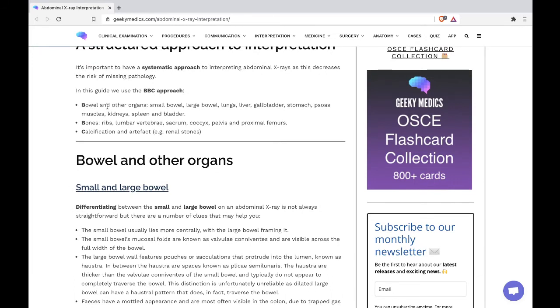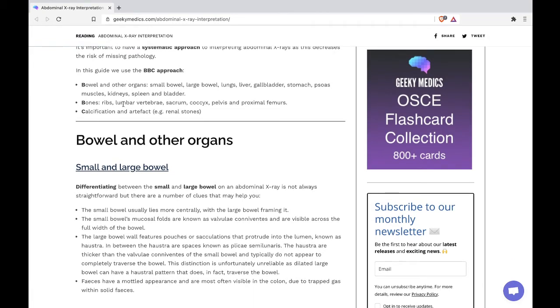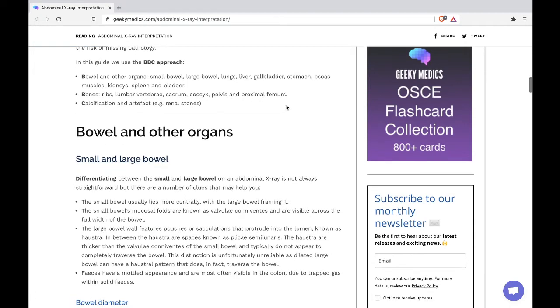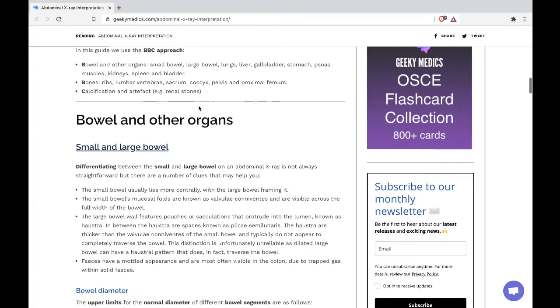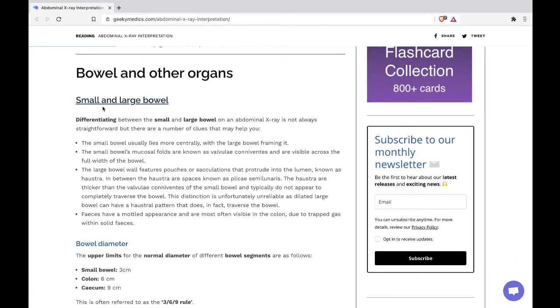So the first one is bowel and other organs. It includes the small bowel and large bowel, and other organs include lungs, liver, gallbladder, stomach, psoas muscles, kidneys, spleen, and bladder. Bones include the ribs, the lumbar vertebrae, sacrum, coccyx, pelvis, and proximal femurs. Calcification and artifact, for example, renal stones. Okay, bowel and other organs first. So first, the small and large bowels.